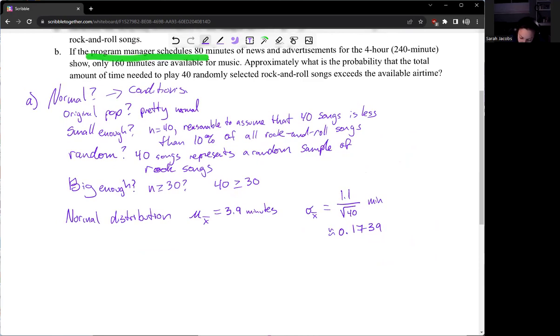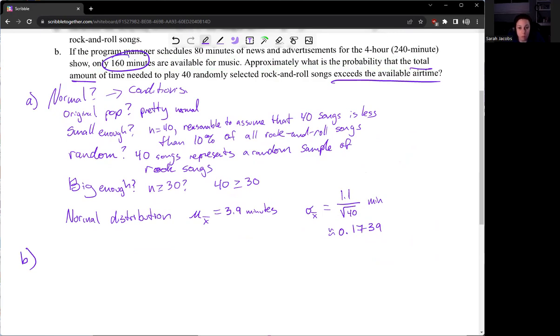So if the program manager schedules 80 minutes of news and advertisements for the 4-hour or 240-minute show, only 160 minutes are available for music. Approximately what is the probability that the total amount of time needed to play 40 randomly selected rock and roll songs exceeds the available airtime? And so the available airtime is this 160 minutes.